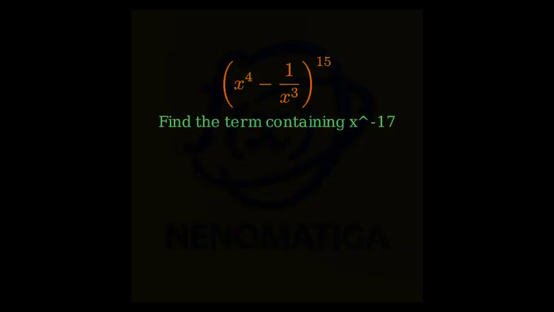In this lesson, we will find the specific term in a binomial expansion that contains x to the minus 17. We will work with the expansion of (x to the 4th minus 1 over x cubed) raised to the power 15. Our job is to extract the term where the power of x equals negative 17.